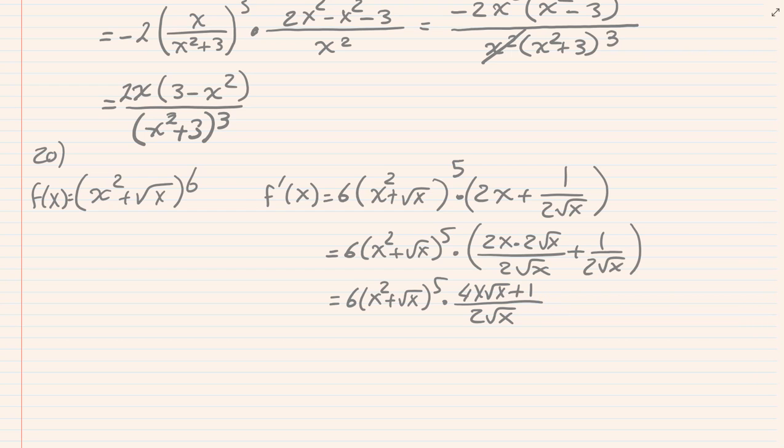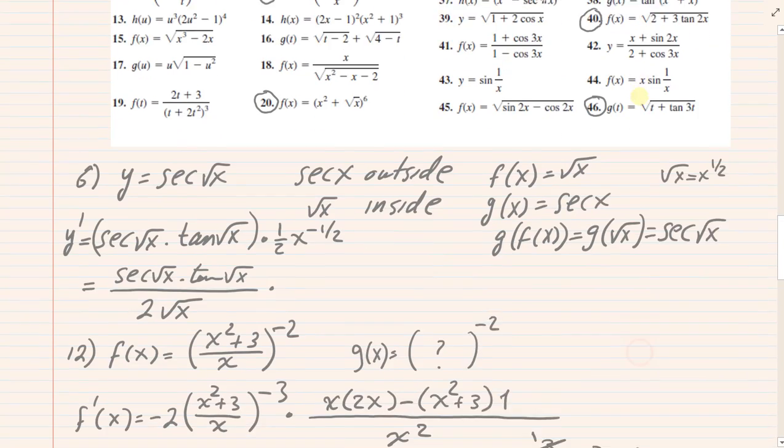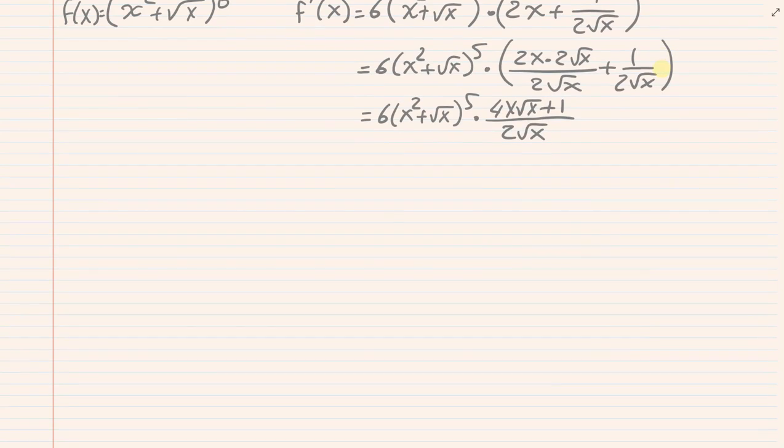Okay. Now let's take a look at another exercise. We just did number 20, right? Let's look at 24, which is what I have circled. It's t plus 1 cubed over t squared plus 2t squared, t plus 1 cubed. Okay. Number 24.